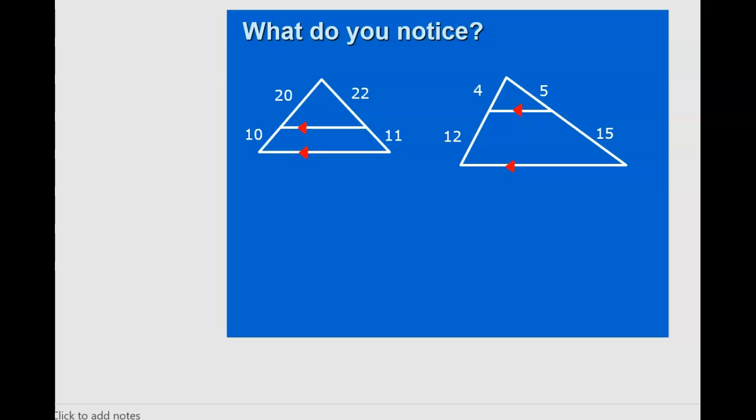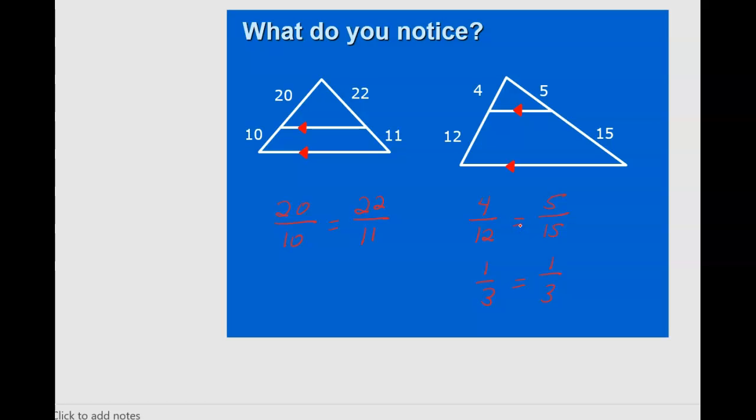So what I'd like you to do here is take a look at the screen and see if you notice anything. So notice the parallel lines. The red marks mean the lines are parallel. That's one thing you should have noticed. And then the second thing, hopefully you start to look at, is that 20 over 10 is the same as 22 over 11. In the other triangle, you might see that 4 over 12 reduces to 1 over 3, and 5 over 15 reduces to 1 over 3.